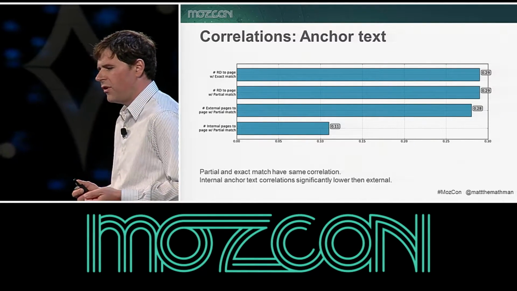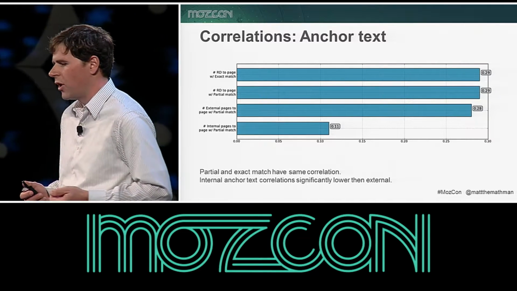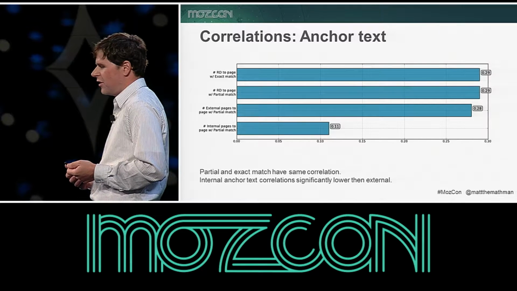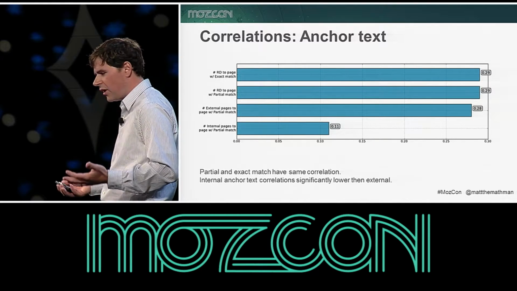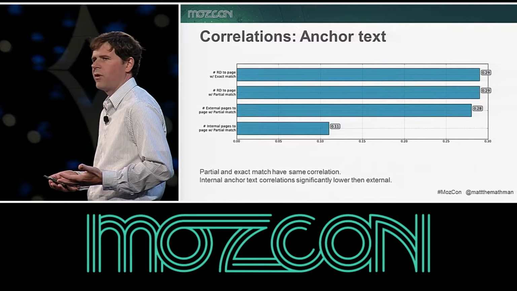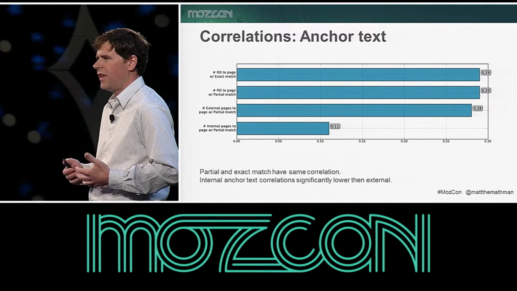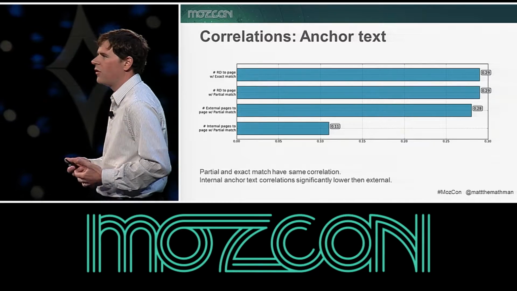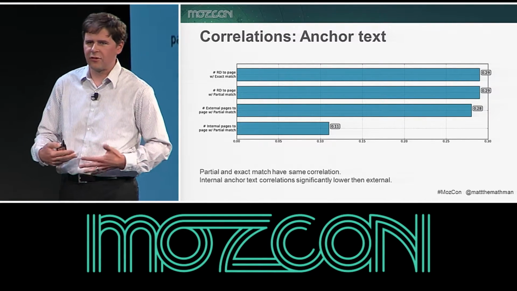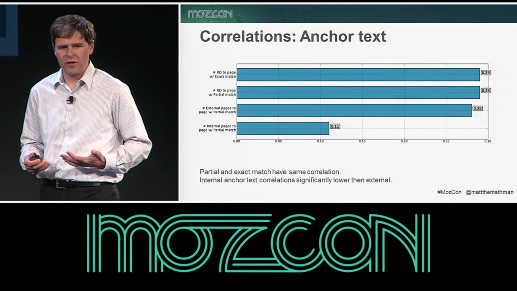Other interesting things that we see here are these bottom 2 bars: the number of external pages with partial match anchor text, which is a 0.28 correlation, and the number of internal pages with partial match anchor text, which is 0.11. It's much, much lower than the external anchor text correlation. And so what this tells me when I look at the data is that it's really the anchor text of the external links that matters much more so than the internal links.